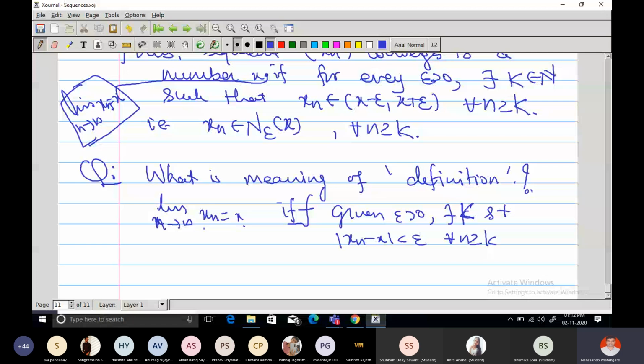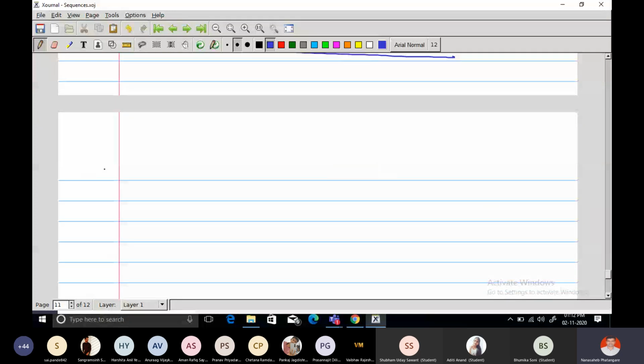Fine. So let us work out one more example. Let xn is equal to 2 upon 3n square. Right, this is my sequence xn. Now prove that limit n tends to infinity xn, or limit n tends to infinity 2 upon 3n square, is 0. So this we want to prove.